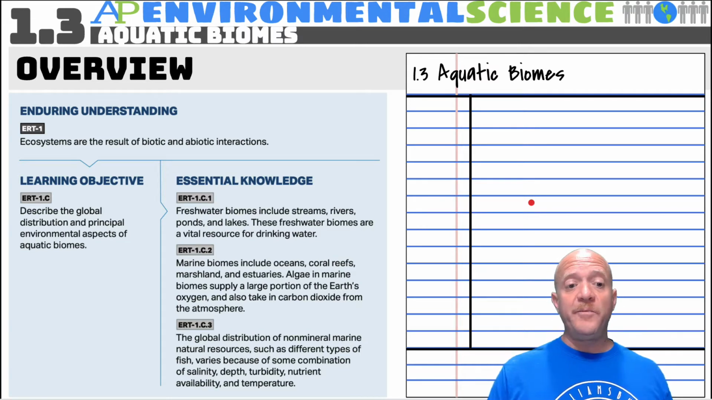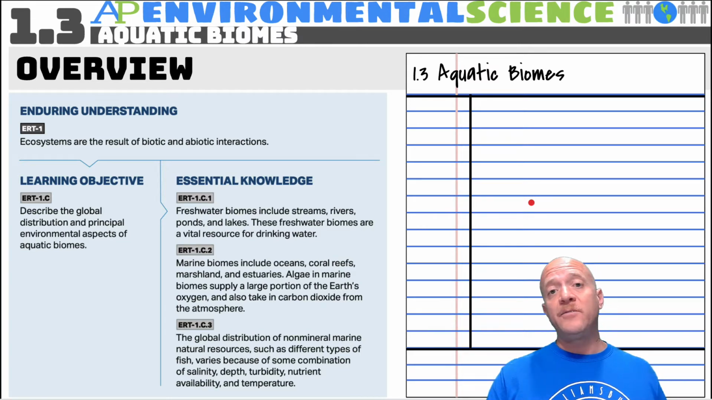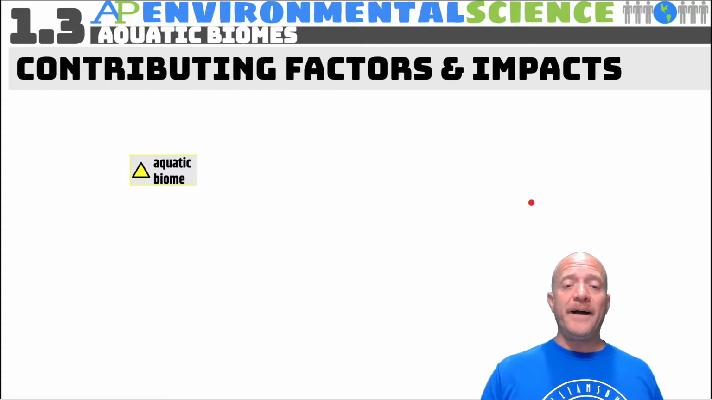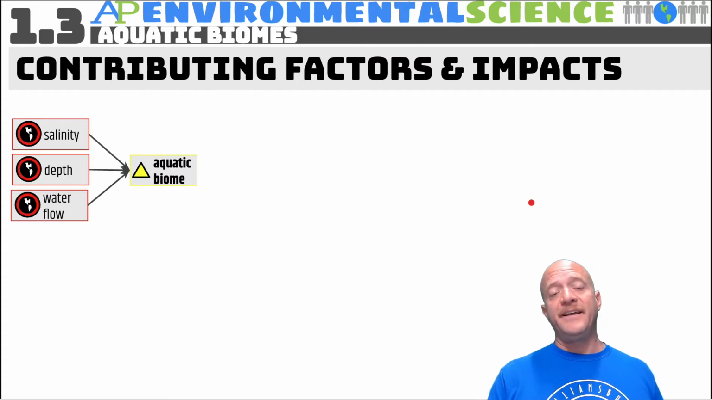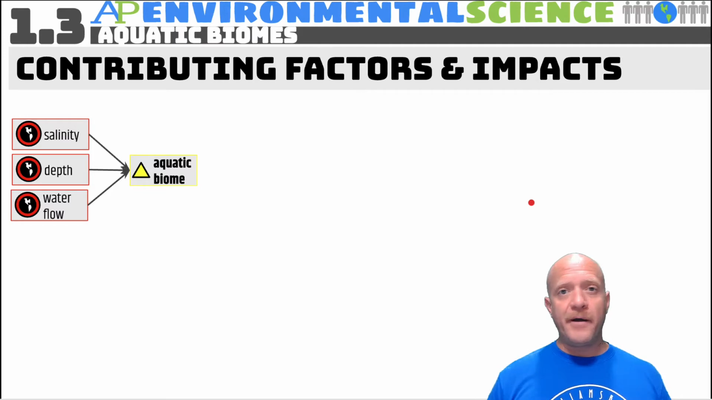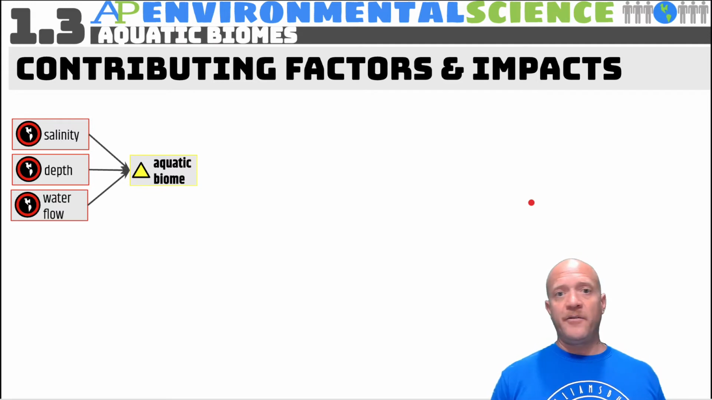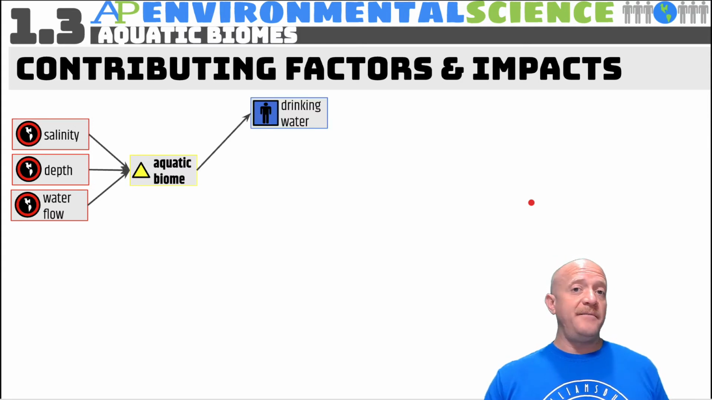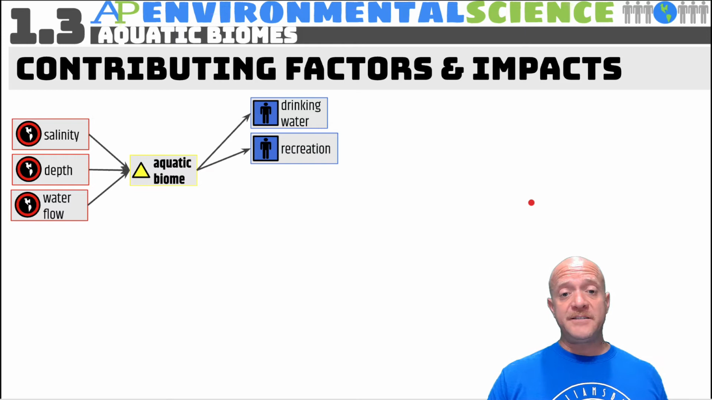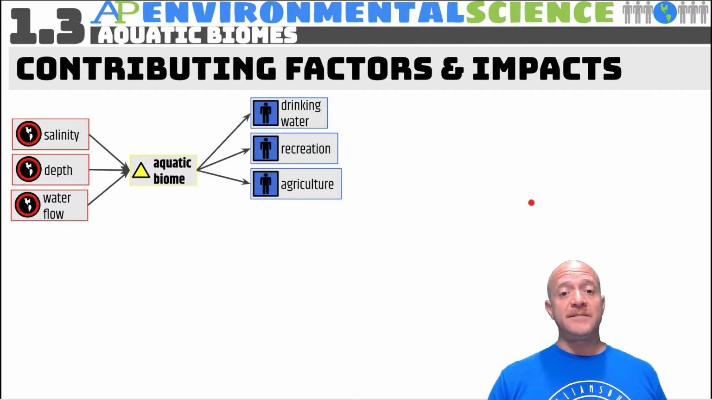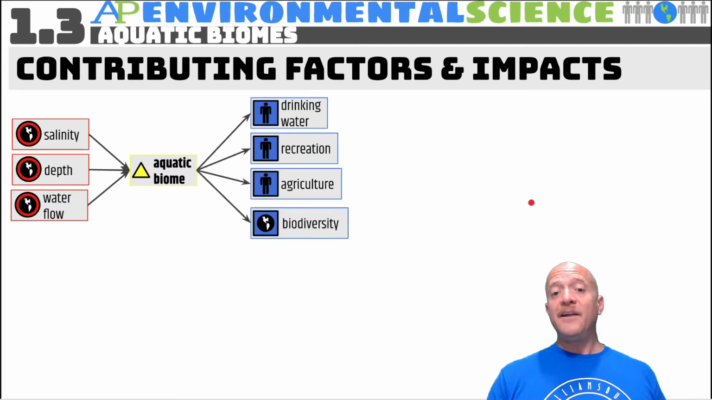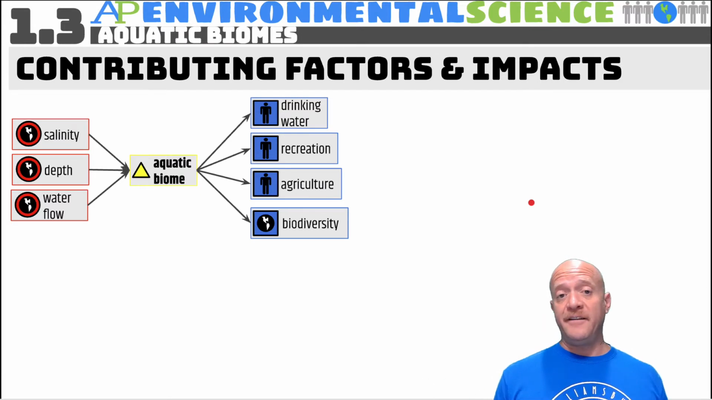So we will be discussing aquatic biomes, and an aquatic biome is characterized by three things: salinity, or the amount of salt that is present, the depth, or how deep something is, and the water flow, or whether the water is moving or not. So these three factors characterize an aquatic biome, which can provide drinking water for humans, provide recreation for humans, agriculture for humans, and also biodiversity for the environment.